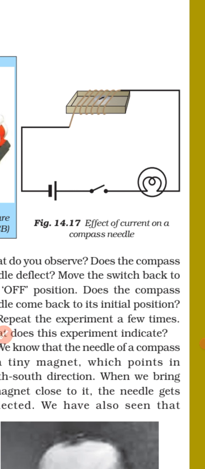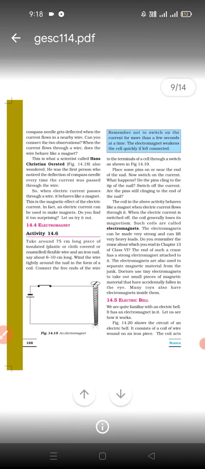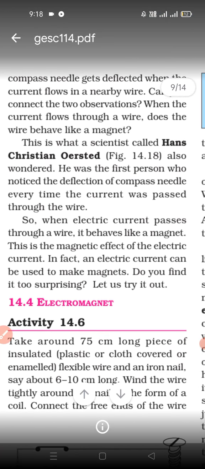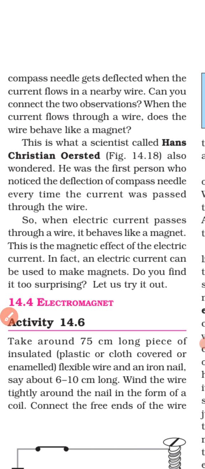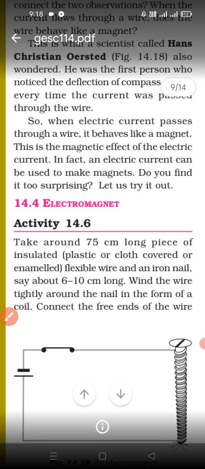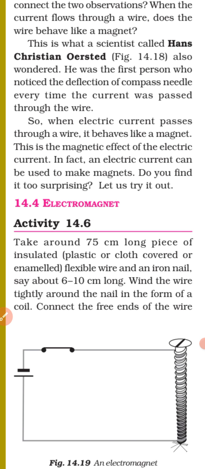So this magnetic effect was first discovered by whom? It was first discovered by a scientist named Hans Christian Ørsted. Okay, so let's begin with the topic electromagnet.